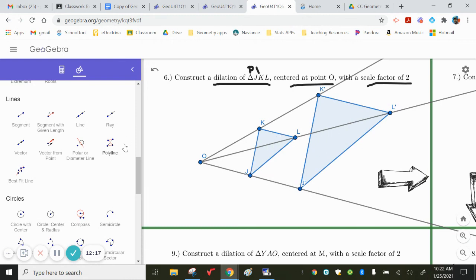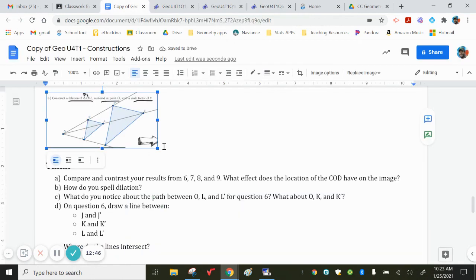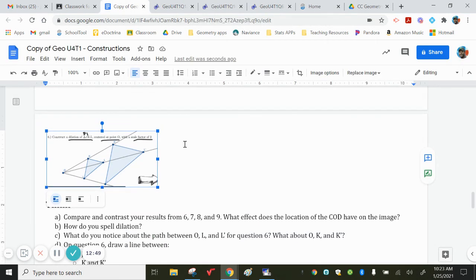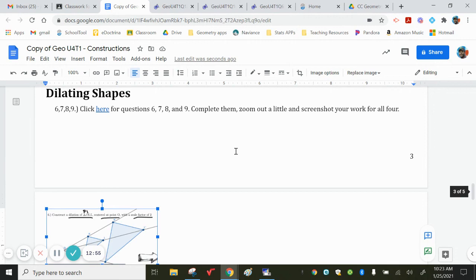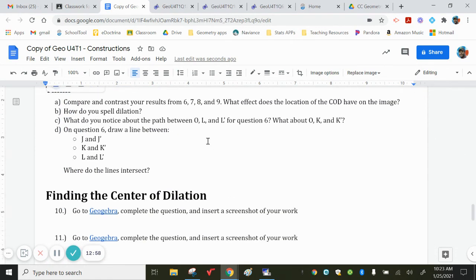Okay, we can also put in some measurements here and see that the length from O to K is exactly half the length from O to K prime, or that the length from K to L is exactly half of the length from K prime to L prime. But again, let's grab a screenshot. Now, zooming out makes it hard to see everything at once. So I'm going to make 4 individual screenshots, one for each question 6, 7, 8, and 9. So go ahead and do that, and then we'll see what that looks like inside the document. So again, I resized it so it wasn't super huge, and I'll just put 4 little screenshots in for each question 6, 7, 8, and 9, and then answer the questions that follow.